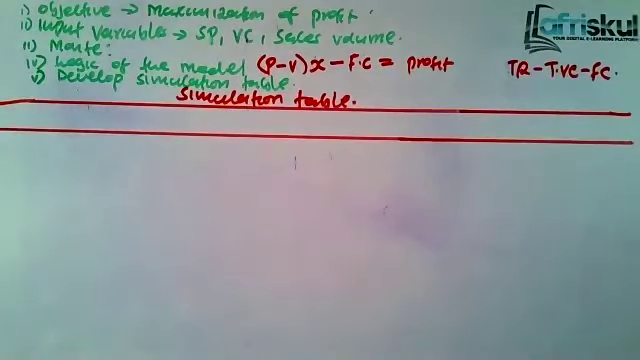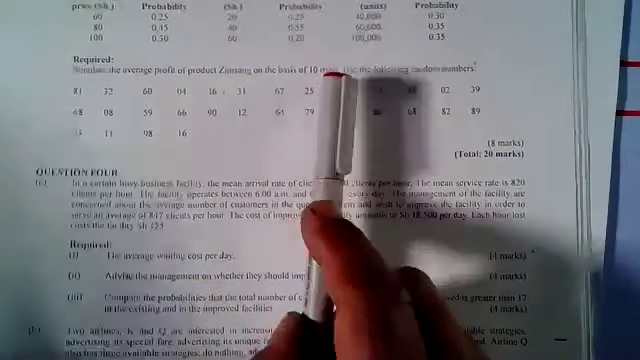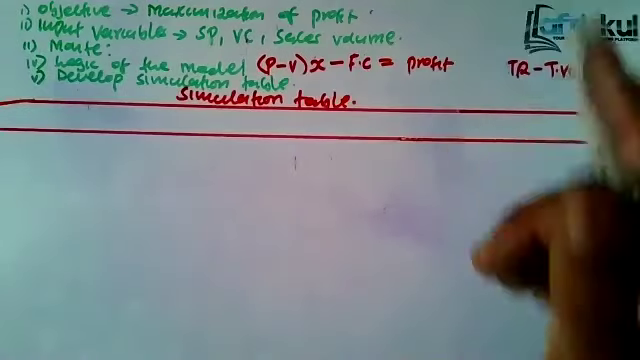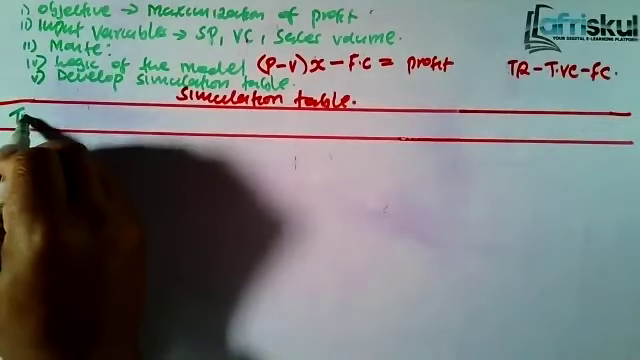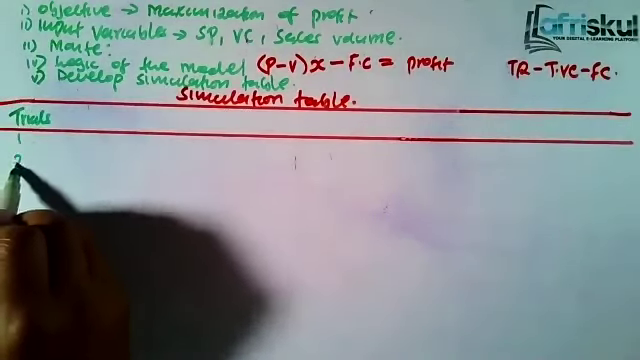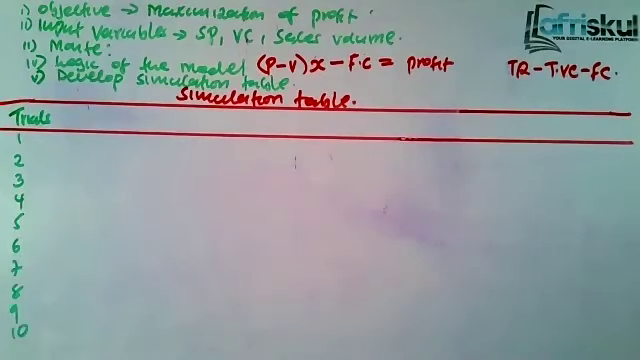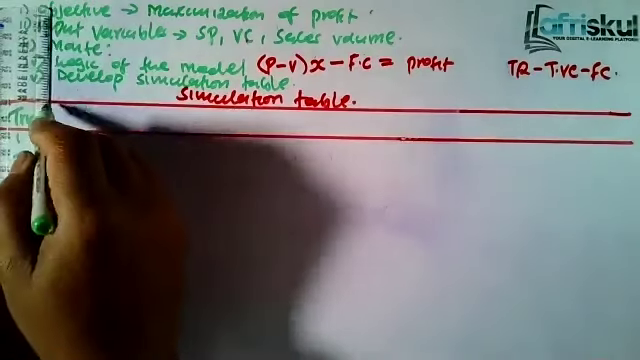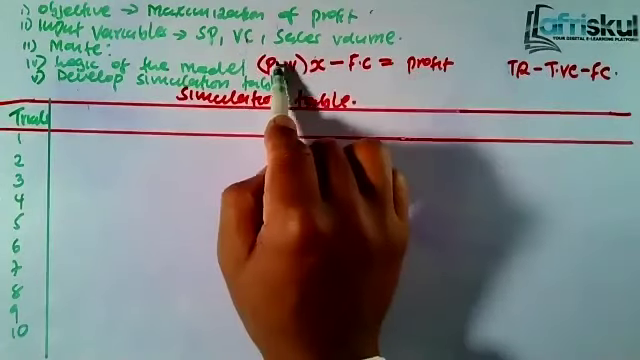So the question was, let me take you back to the question and the required. You are to simulate the average profit of product Zimsang on the basis of 10 trials. 10 trials. So kikuja hapa, tunaanza na trials. 10 of them. 1, 2, 3, 4, 5, 6, 7, 8, 9, 10. That's one. Then from there, utumie hii formula, the logic of the model, where you take the selling price.